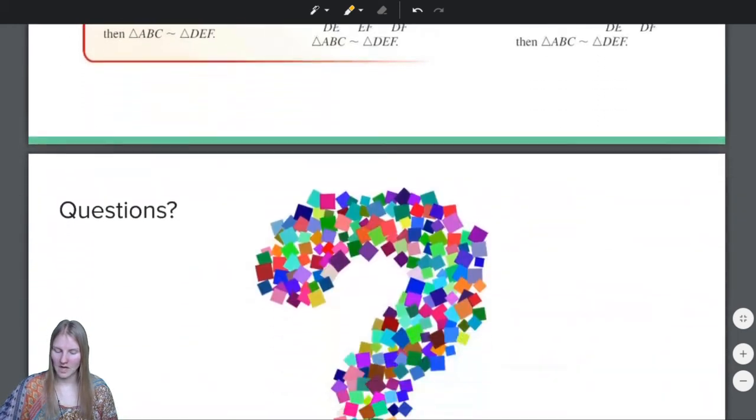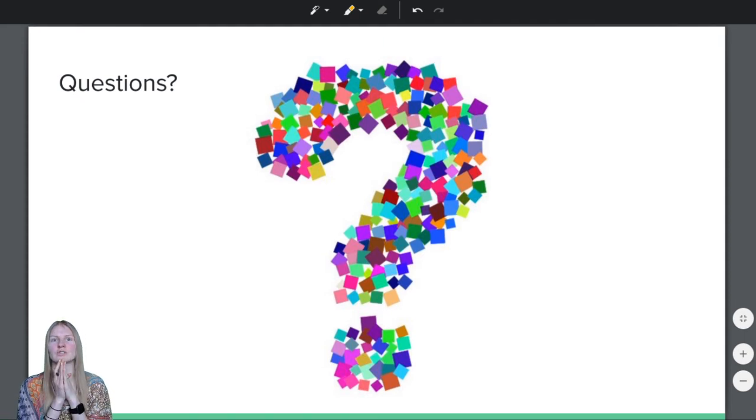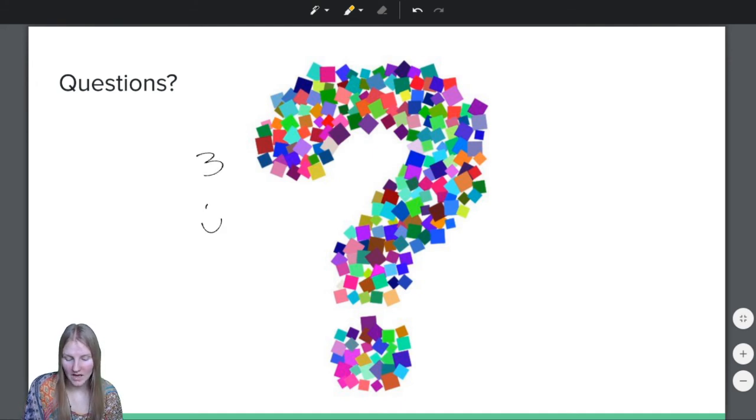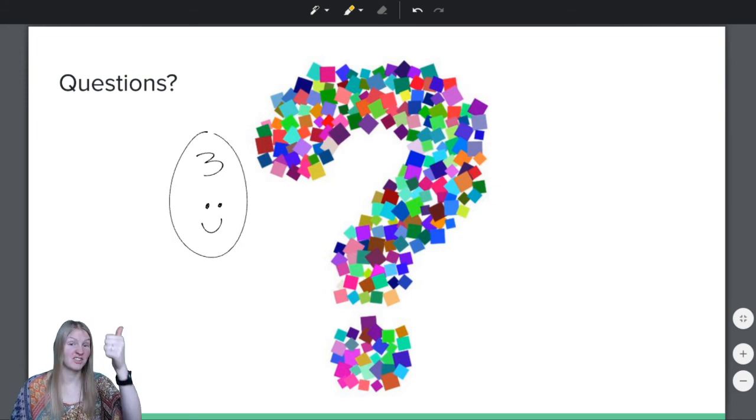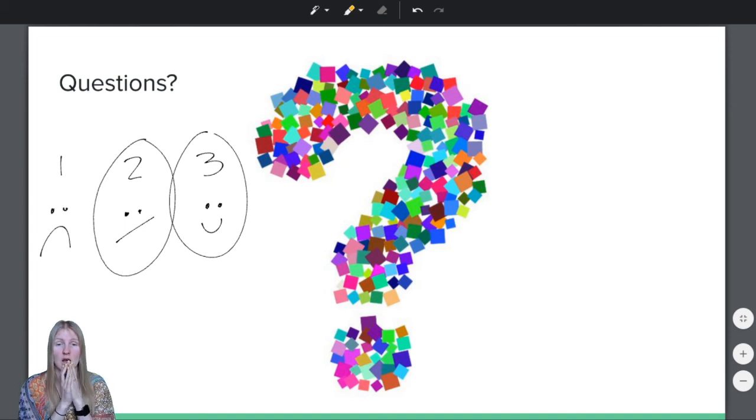Okay. That is all I have for you today. Pause and rate yourself on your understanding of the learning target and the success criteria. Do you know what the SAS and the SSS similarity theorems state? And can you use them to show triangles are similar? Are you a, yes, I most certainly can, or, I kind of sort of get it, I'll need to try the homework, or are you totally lost?